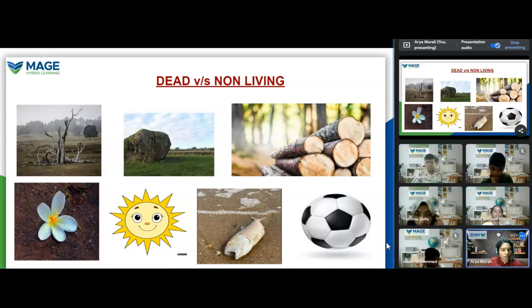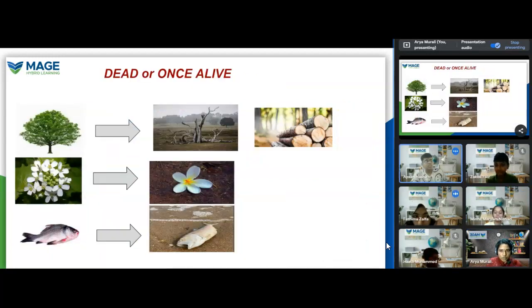Okay, what about the fallen flower? It's dead. It's a dead thing. It's not a non-living thing. What about the sun? It's non-living. What about the fish? It's dead. What about the ball? Non-living. So that's clear to you, right? Yes. So these are the answers.